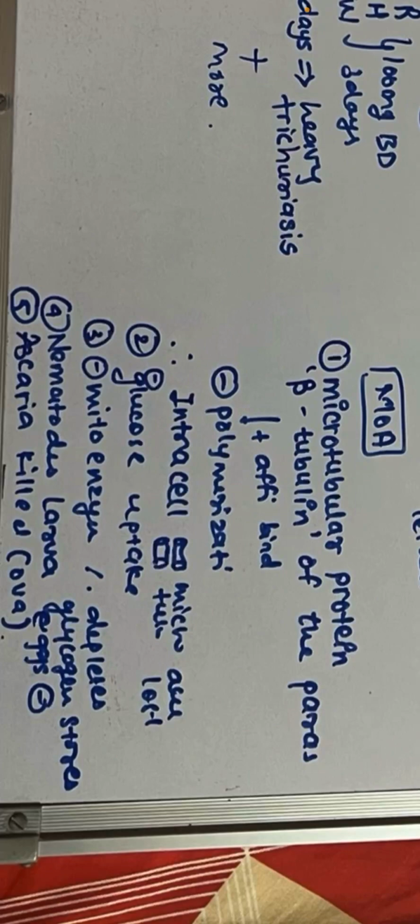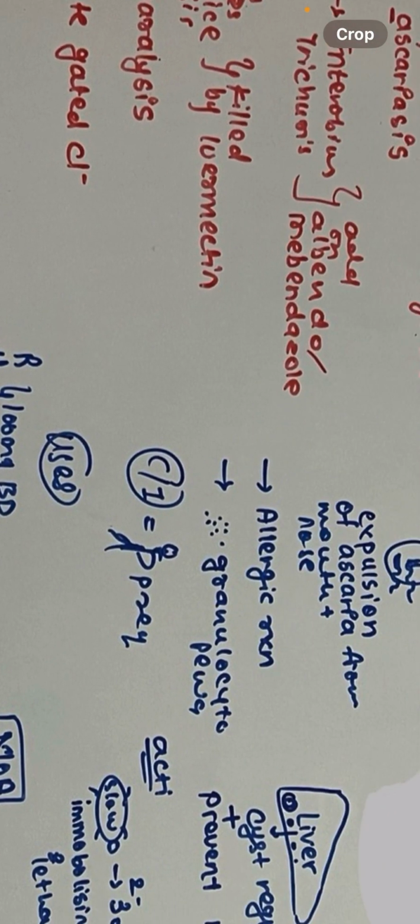So 5 points. The first one is that the drug binds to microtubular protein, beta tubulin of the parasite, and inhibits polymerization, leading to the loss of microtubule inside the cell. Second, inhibition of the glucose uptake. Third is inhibition of mitochondrial enzyme and depletion of the glycogen stores. Fourth, nematode larva eggs are inhibited and Ascaris ova are killed.